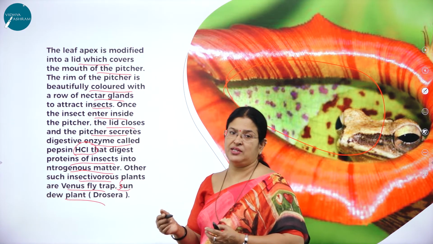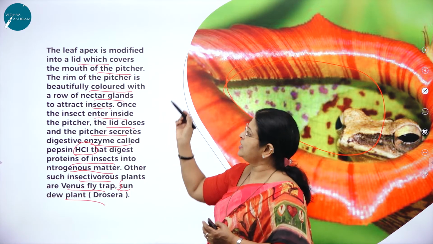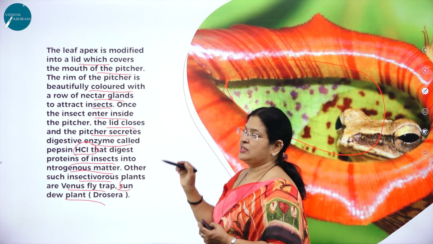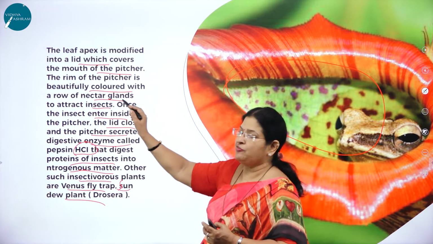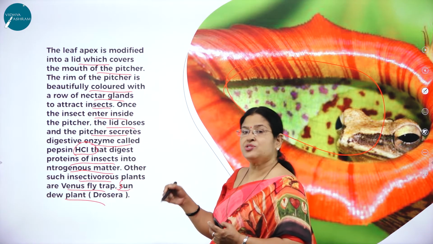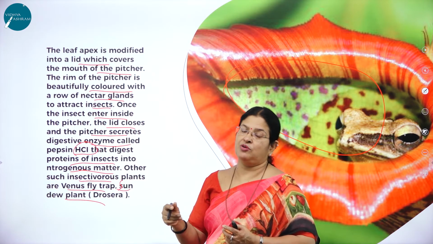So that is about the Nepenthes plant. As I said, the leaf apex is modified into a lid which covers the mouth of the pitcher, and the rim of the pitcher is beautifully colored with what? A row of nectar glands to attract the insects. So once the insects come and sit, what will happen?